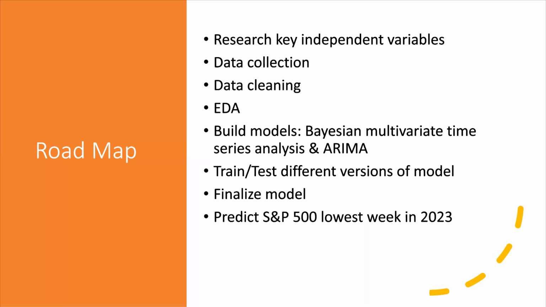After doing this exploratory data analysis, the goal was to build out a couple of models. The first one was a Bayesian multivariate time series analysis, or essentially time series analysis using conditional probability and multiple variables to predict the stock market price, as well as an ARIMA model. After creating these models, I tested and trained different versions, dropping independent variables and changing certain parameters of the models. And finally, to finalize a model that would be used to predict the S&P 500 and its lowest week in 2023.